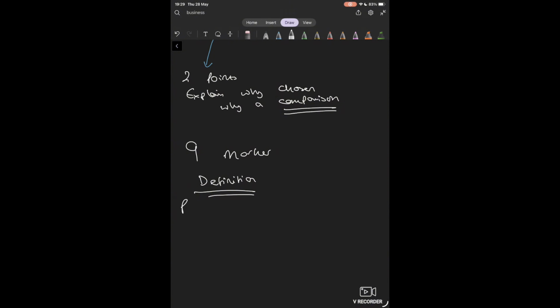Immediately after, point one. What am I trying to say? And the most important thing I'm going to say, keep it to the extract.